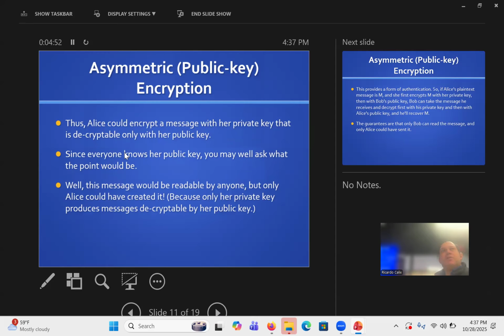And that's what we've mentioned. It's kind of strange, right? So if you're just thinking of confidentiality, it makes no sense. Everybody can look at this message. But we're considering the other idea of authentication. This message would be readable by anyone, but only Alice could have created it, because only her private key produces messages decryptable by her public key. Do you see that? And so that's the key.